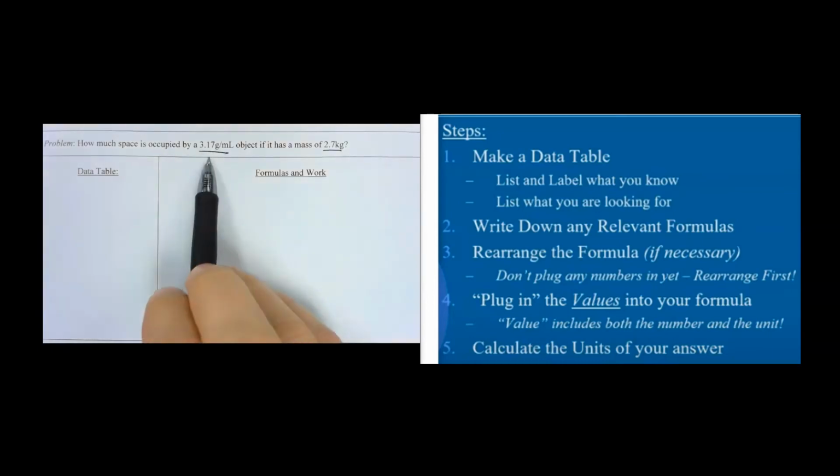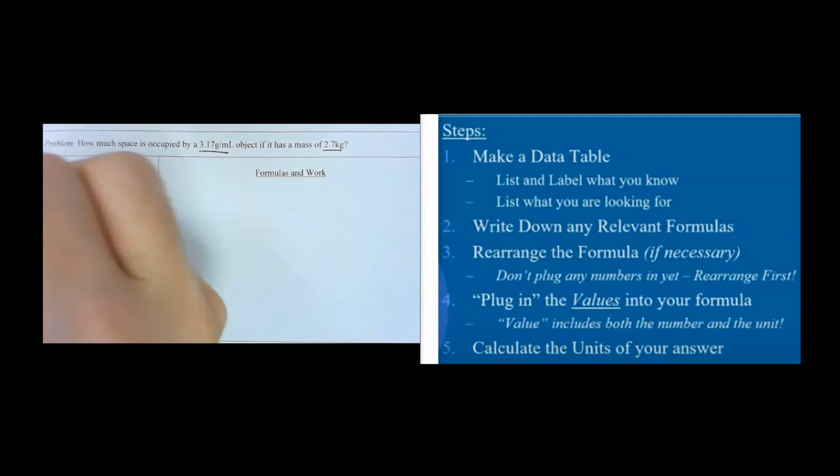We have a 3.17 gram per milliliter object. You need to recognize that grams per milliliter is a unit, right? It's a unit of what? Because it doesn't tell you here. You need to recognize that it's grams per milliliter. That's a mass divided by volume. So we have a density, okay? I'm going to label my density of the object as 3.17 grams per milliliter.